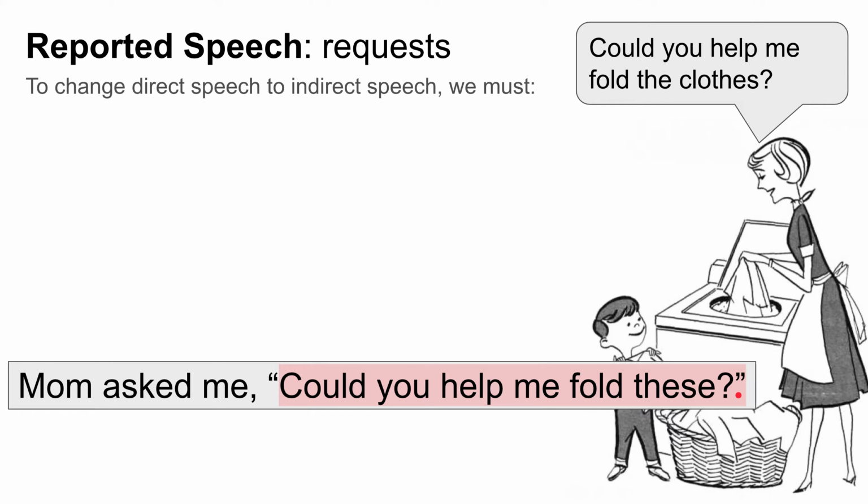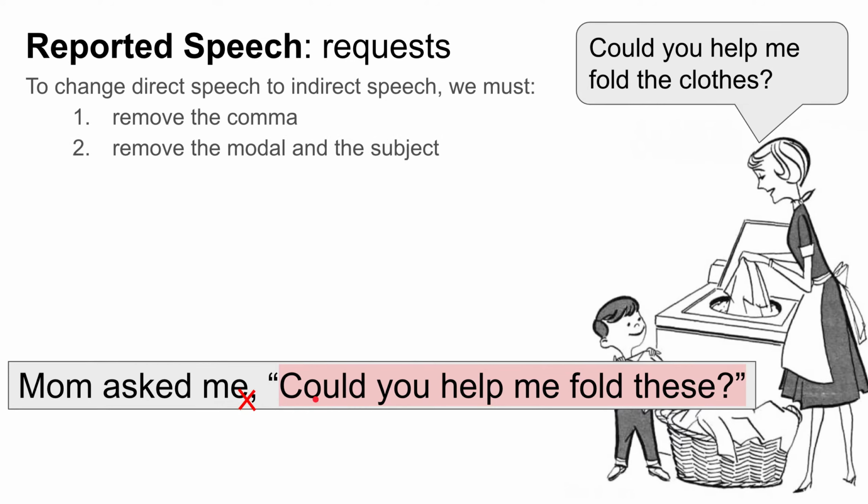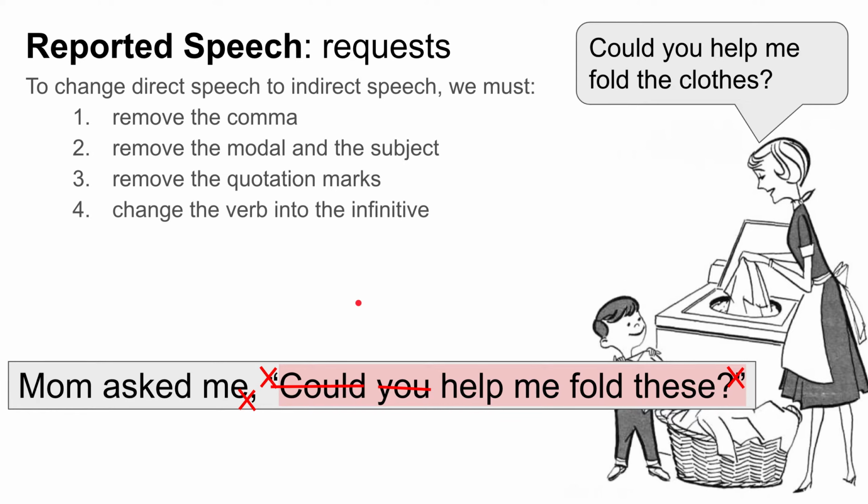Now let's change this to reported speech, okay? The way you would write for an academic journal or when you're speaking. So the first thing we're going to do is remove the comma, so the comma disappears. Second, we're going to remove the modal and the subject. So we're going to delete could and you. Next, we're going to remove the quotation marks, so no quotation marks. Next, we're going to change the verb into the infinitive. We talked about this already, so instead of help, we're going to say to help.